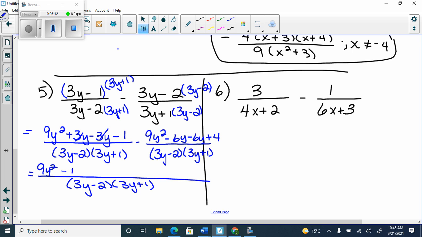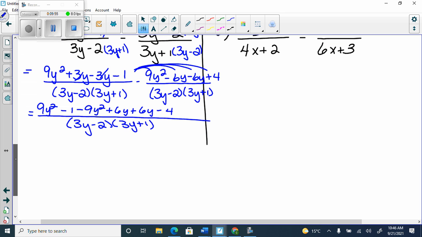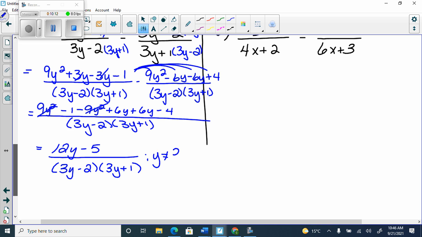And then we have to remember to subtract everything behind the subtraction sign. So minus 9y squared plus 6y minus 4. Then we collect like terms. So we get the 9y squared canceling, 12y. Guys, quiet, because they can hear everything you're saying. 12y minus 5 over 3y minus 2, 3y plus 1. And then we get y can't equal 2/3 and negative 1/3.